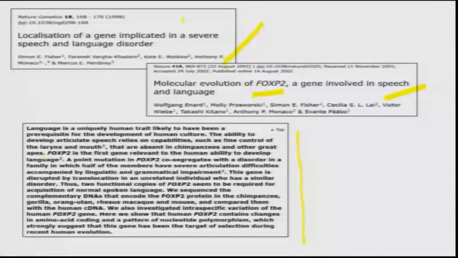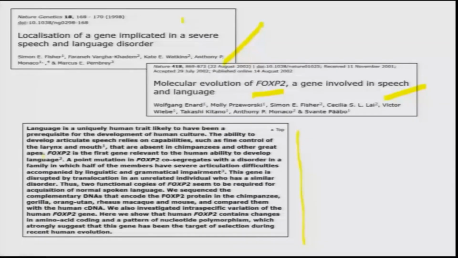So, the ability to develop articulate speech relies on capabilities, not only cognitive function, such as fine control of the larynx and the mouth. Basically, the sound that you create is nothing but the sound you are able to control and produce using your mouth, because you are closing it, your tongue, because you are twisting the tongue, and the larynx, because that is where you make the noise or the signal, which is what you call language. This ability is absent in chimpanzees and other great apes.